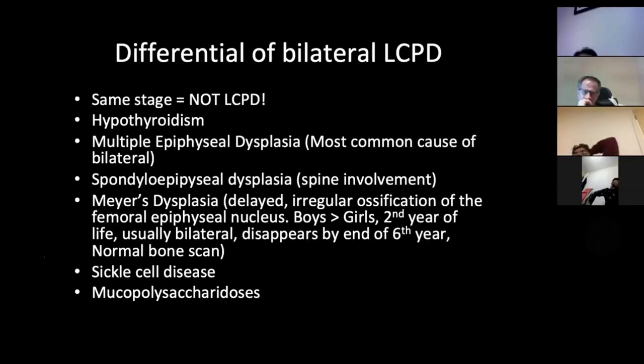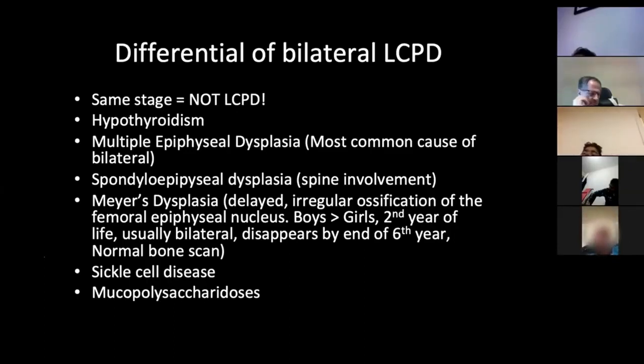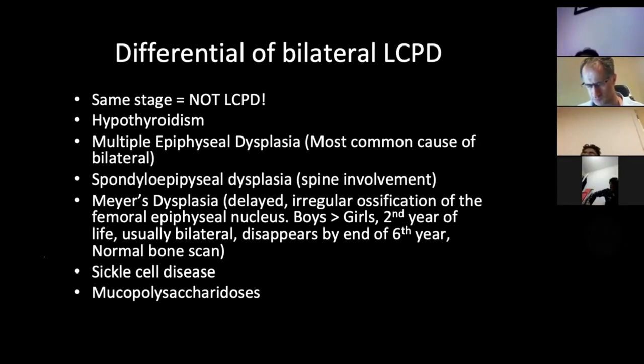Now, differential of bilateral. Typically, Perthes disease does not give you the same findings at the same time. It may give you Perthes in one hip and then maybe 12 months later in another hip. If you see bilateral Perthes, you need to consider multiple epiphyseal dysplasia. You really do, because Perthes doesn't do both at the same time. Even secondary to steroids or chemotherapy, it doesn't do it at the same time. So if you see bilateral Perthes at the same time, the most common cause would be multiple epiphyseal dysplasia.